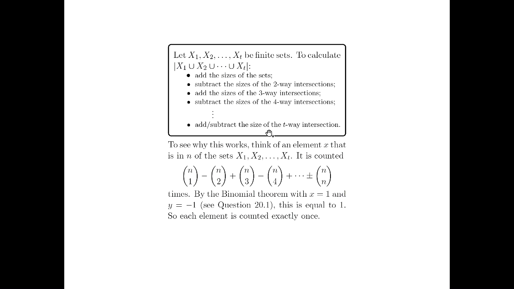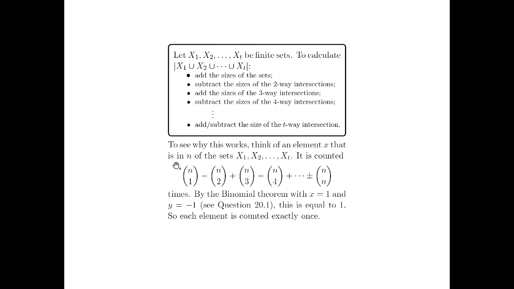And this is something you might have to go away and think about. But the reason this works is also because of Pascal's triangle, right? So if you think of any element, it's going to be in n of the sets, where n is some number between 1 and t. Could be in all of them, in t, could be in just 1, could be in 7 or whatever.